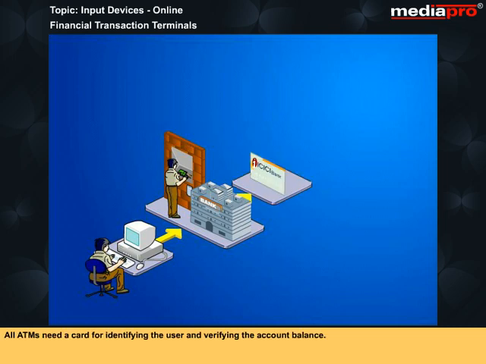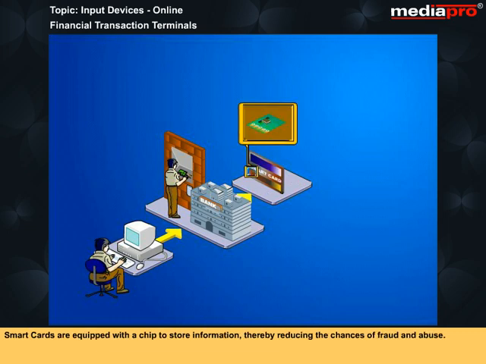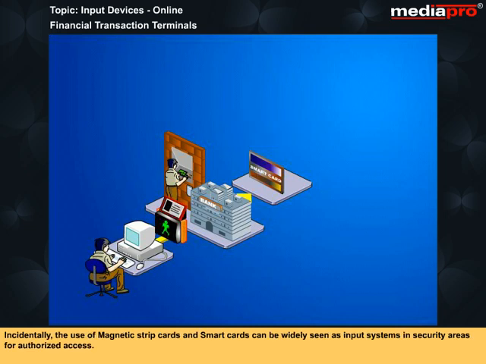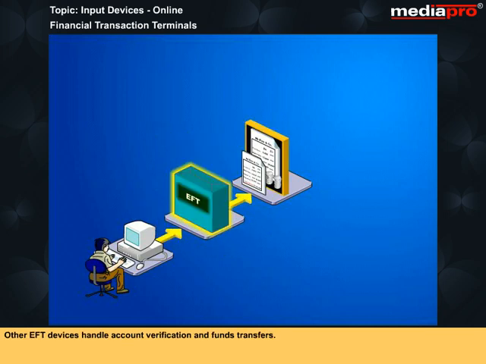All ATMs need a card for identifying the user and verifying the account balance. These could be the magnetic strip cards or the latest smart cards. Smart cards are equipped with a chip to store information, thereby reducing the chances of fraud and abuse. Incidentally, the use of magnetic strip cards and smart cards can be widely seen as input systems in security areas for authorized access. Other EFT devices handle account verification and funds transfers.